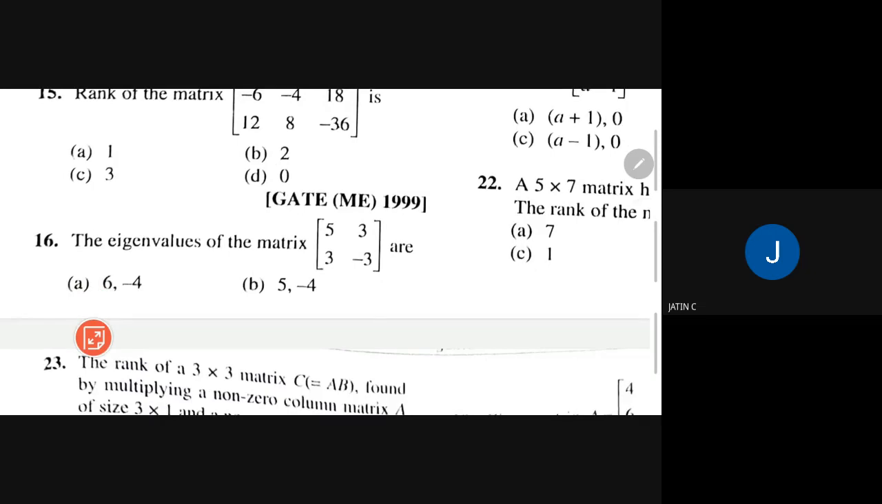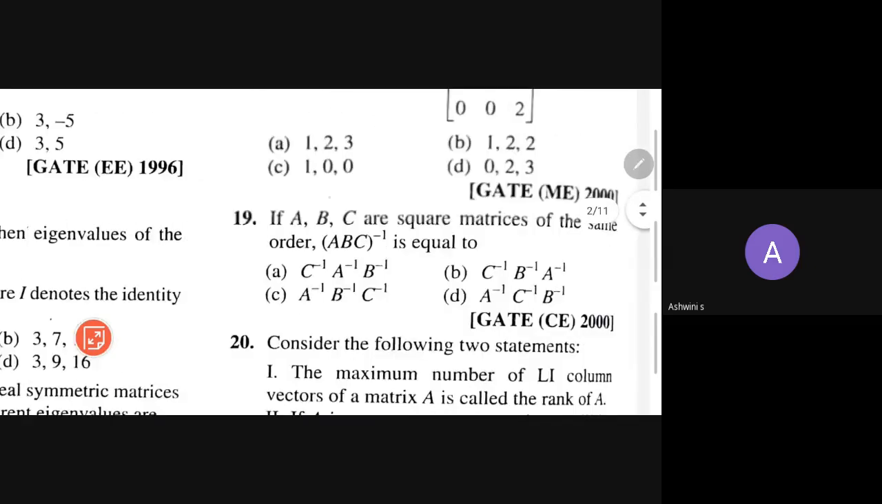So now this 16th question. Ashwini, can you tell what the eigenvalues are? The trace of the matrix. So can you show me all the options? You have to check for all the options, right? Yes, sir. You have the options here, right?